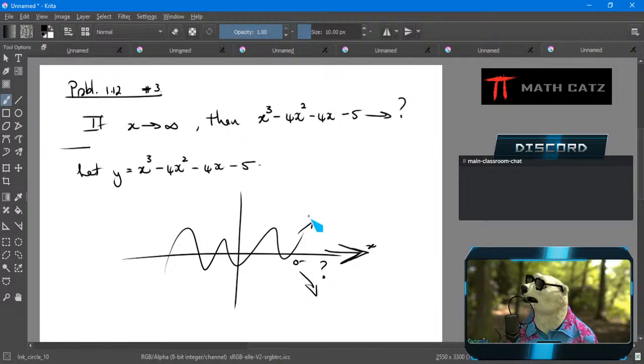So now, in order for me to understand what determines the behavior of polynomials, I want to do my first question in the following way.